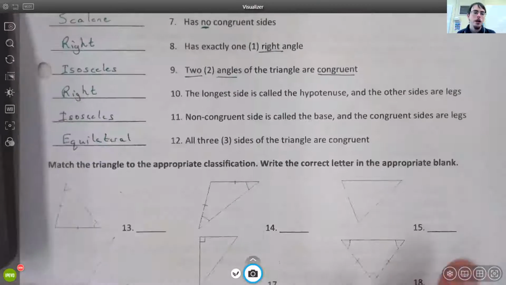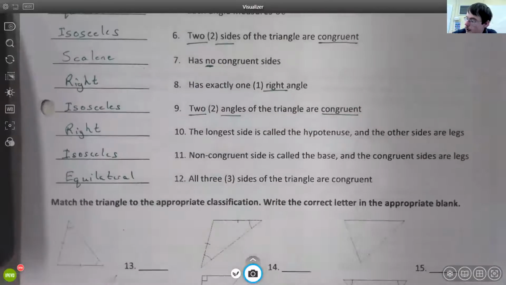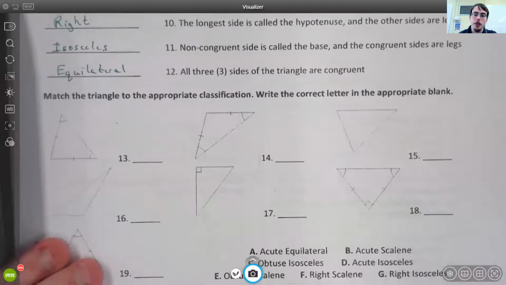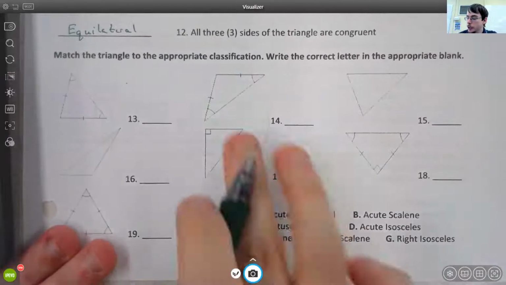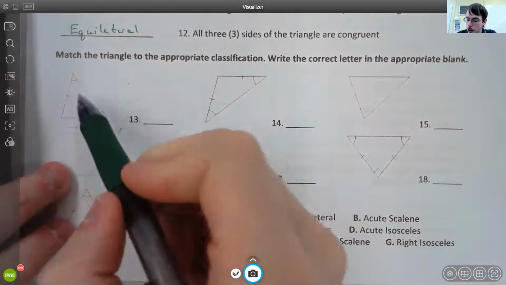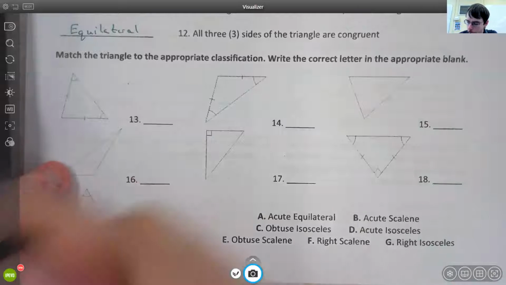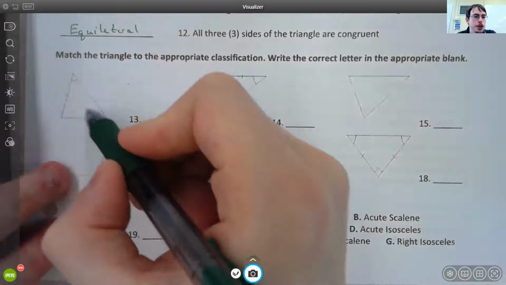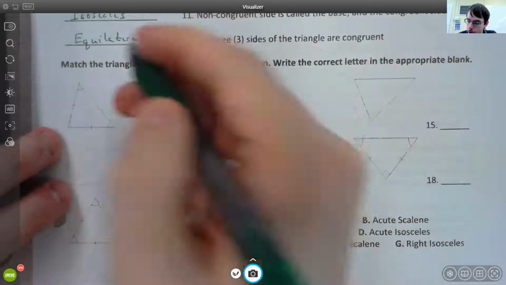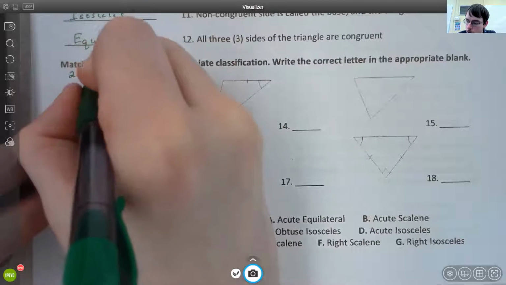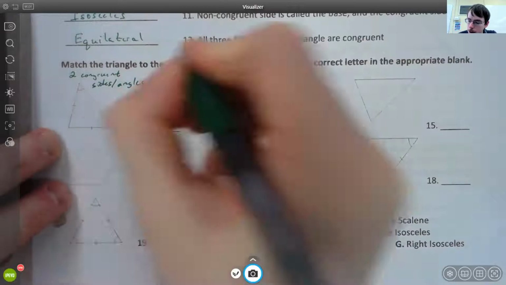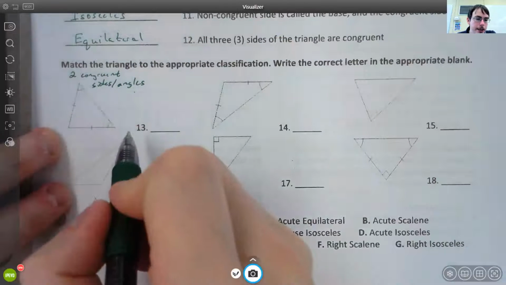All right. Next up, match the appropriate triangle classification. Write the correct letter in the appropriate blank, and you're only going to use each of these letters once. Let's look at this first one. We have 2 congruent tick marks, so that means 2 sides are congruent, but we also see that there are 2 congruent angles. So that tells us that this should be isosceles.